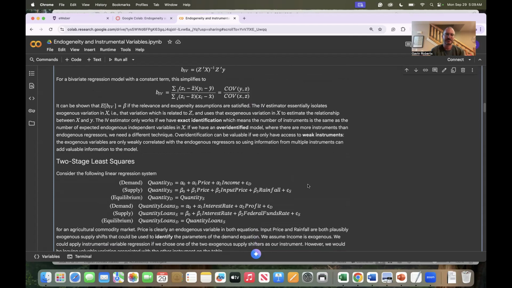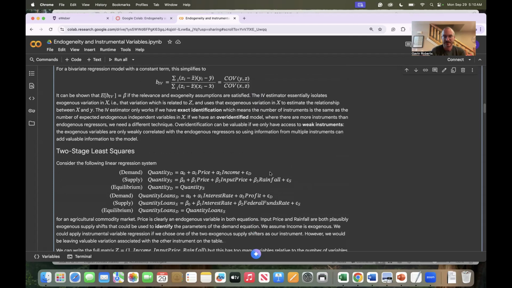It can be shown that the expected value of B_IV is equal to beta if the relevance and exogeneity assumptions that we mentioned above hold. So that's why we, of course, need those assumptions. Those are what's needed to show that this gets an unbiased estimate in the presence of endogeneity, because that's what we're looking for. And so you could prove that. The IV estimator essentially isolates exogenous variation in X, that variation which is related to Z, and uses that exogenous variation in X to estimate the relationship between X and Y.